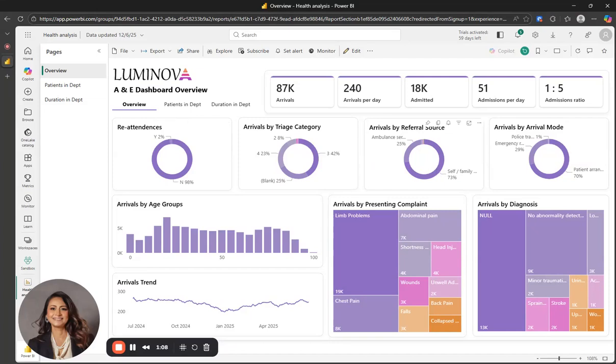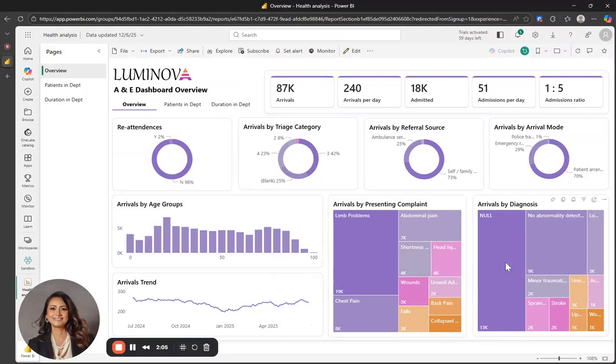Further down, we can see a histogram of arrivals by age group, giving us a clear picture of demographic demand across the department. To complement this, a time series line chart tracks arrivals over the reporting period, allowing teams to quickly spot seasonal patterns, peaks in activity, or sustained increases in pressure.